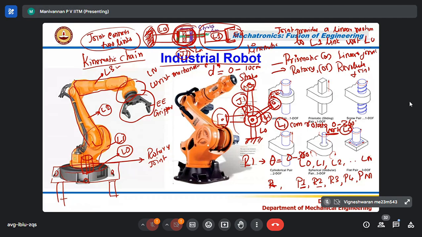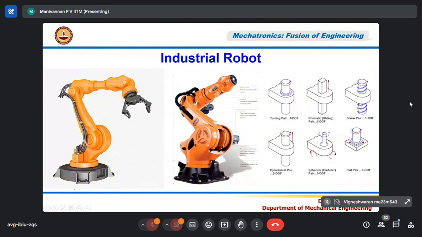What happens? The end effector, which is attached to L1, can move in a circular path. Note down, this circular path is called the workspace. The tool attached to the end effector can reach any point in the circular path, an infinite number of possibilities. So that is called the workspace of the robot. This robot that I showed is called a single degree of freedom robot. This is L0, this is L1, this is the joint R1, and the joint variable is theta.